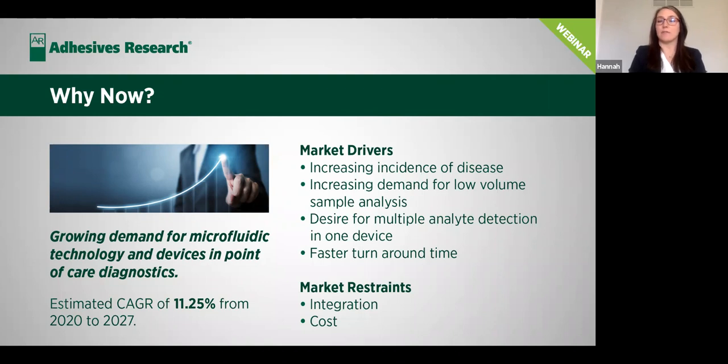So some of those drivers changing sort of the climate, if you will, is the increasing incidence of disease. I think we are all very much aware of that. The increasing demand for low volume sample analysis, desire for multiple analyte detection in a single device, and then of course, faster turnaround time. Some of the restraints you may be experiencing are integration and certainly cost.